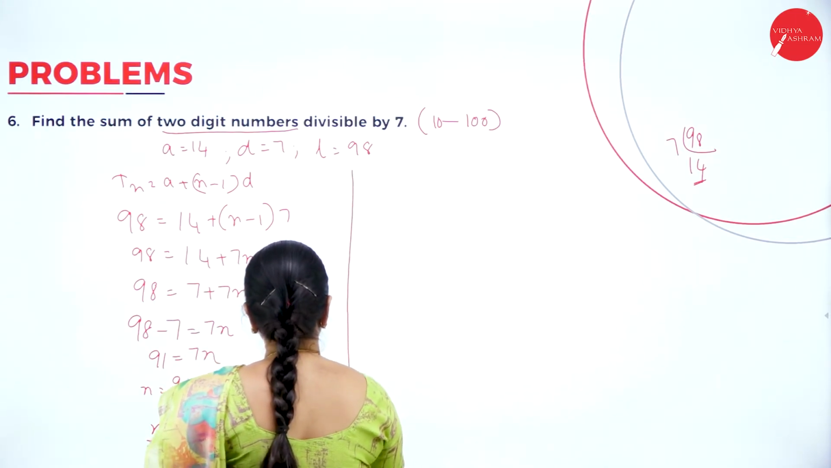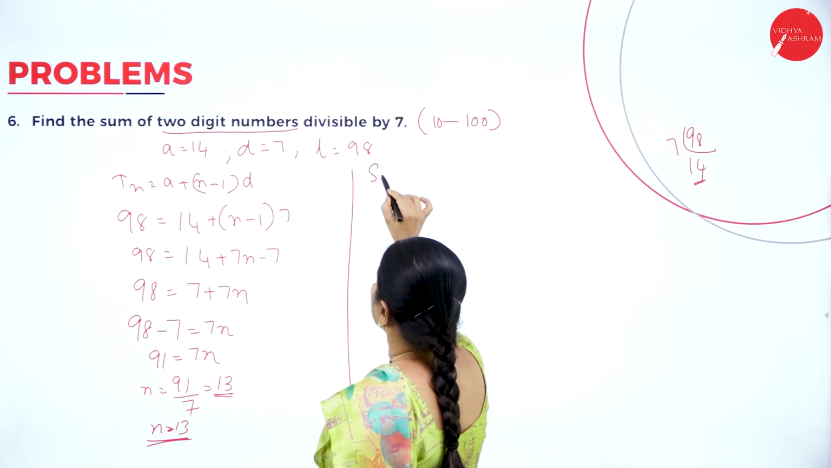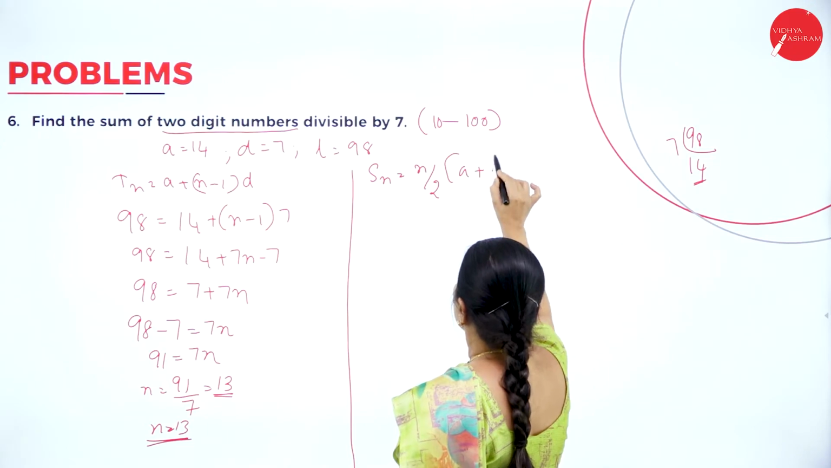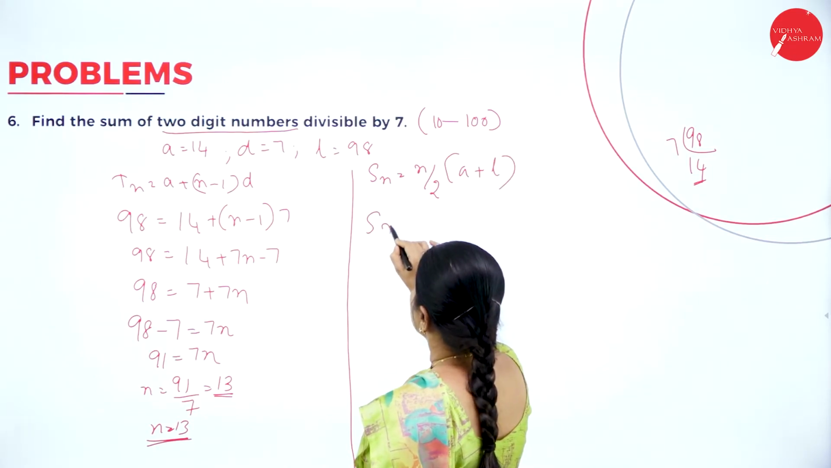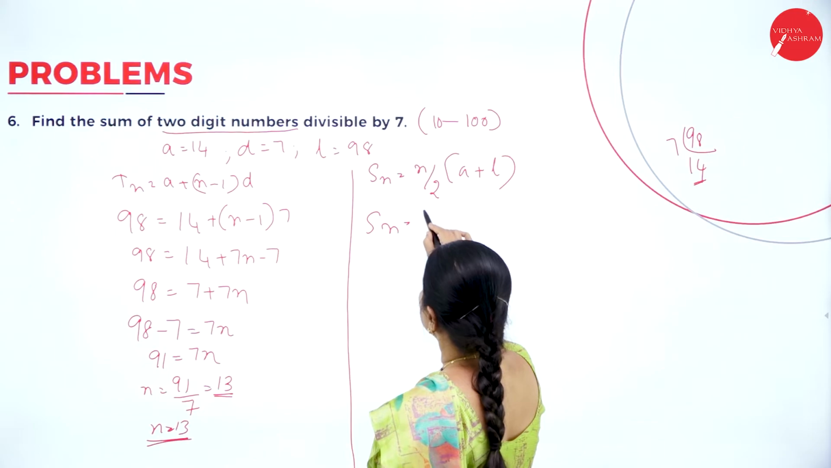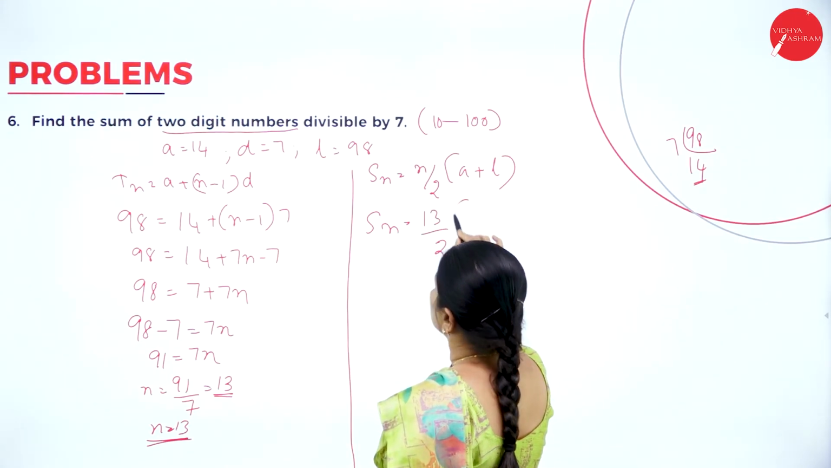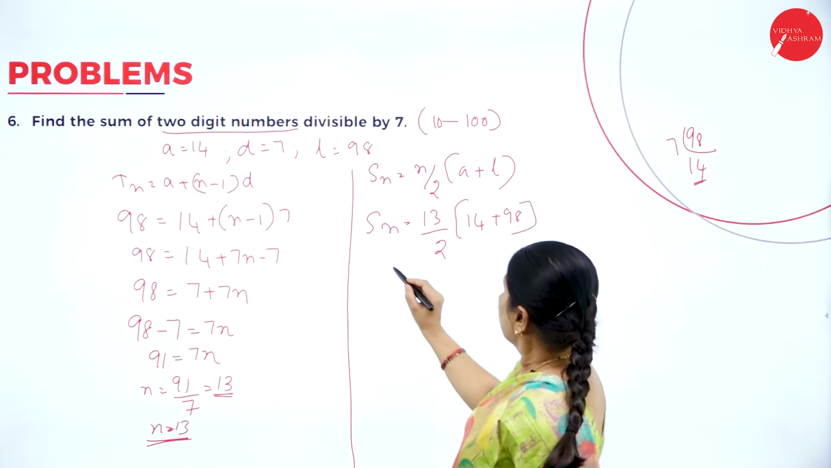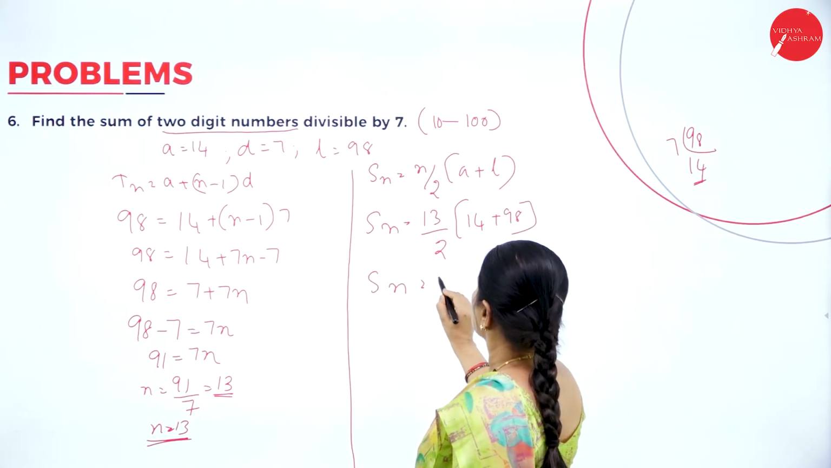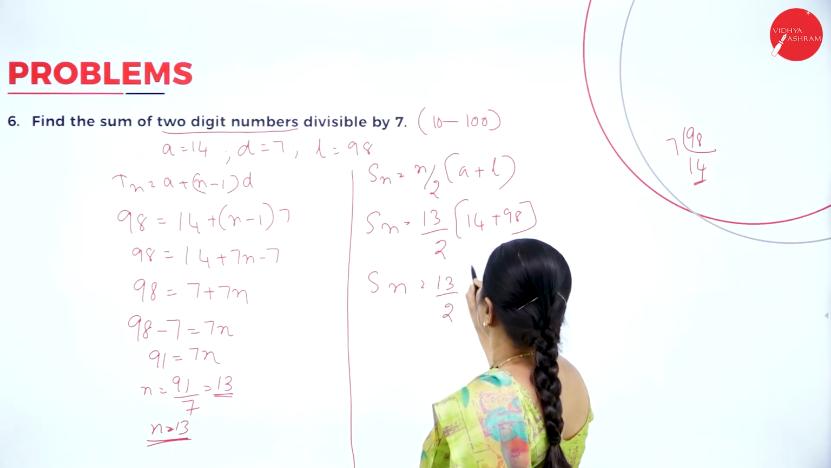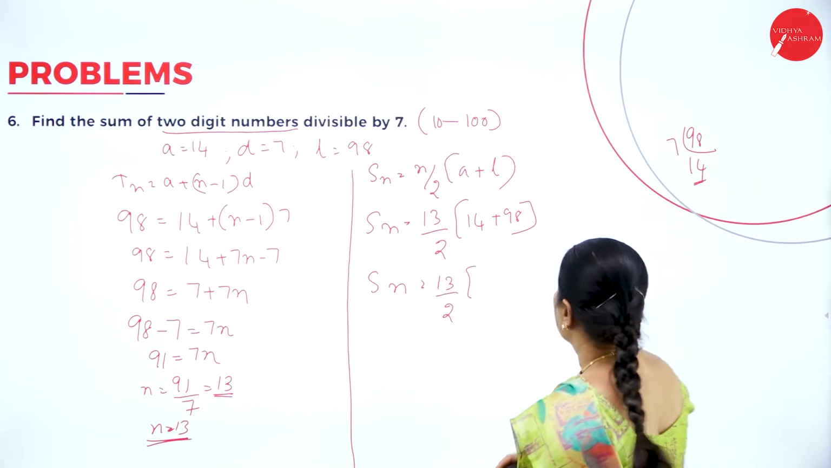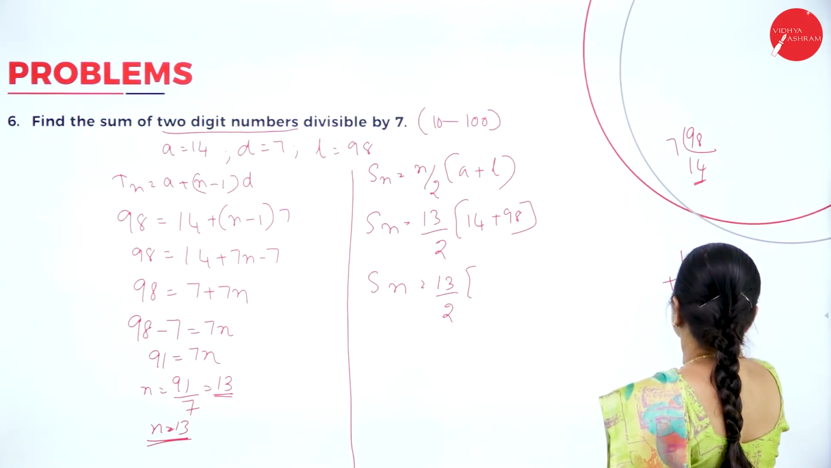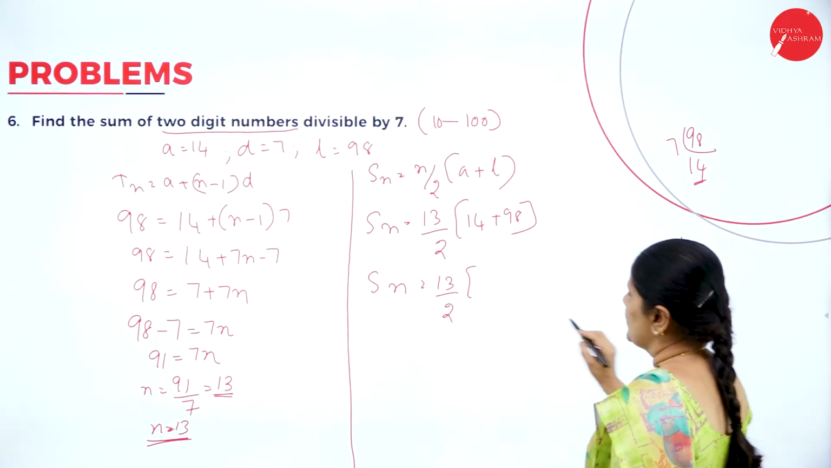Then we have to find Sn equals n by 2 into a plus l. So Sn equals 13 by 2 into 14 plus 98. 14 plus 98 is 112.